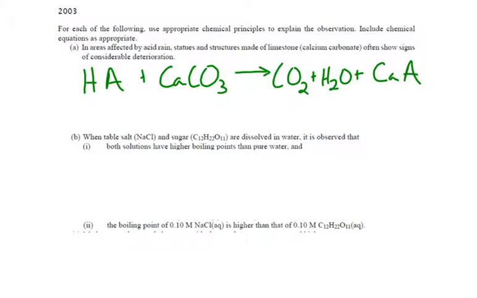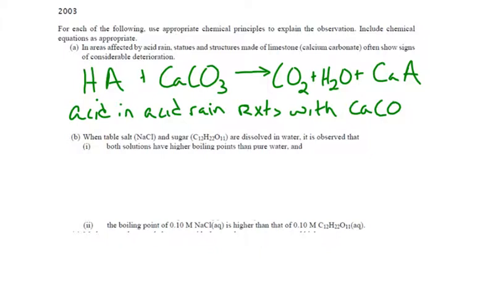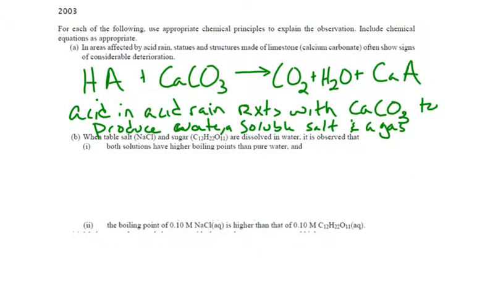So what's happening here? Well, the statues are decomposing. So the acid in acid rain reacts with the calcium carbonate to produce water, a soluble salt, and a gas, therefore eroding it.